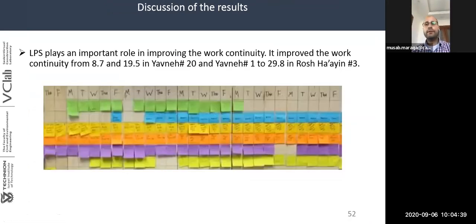So, discussion of the results. We can see that the Last Planner System plays an important role in improving work continuity. It improved work continuity from 8.7 and 19.5 in Yavne 20 and Yavne 1 to 29.8 in Rosh Ha'ayin number 3.